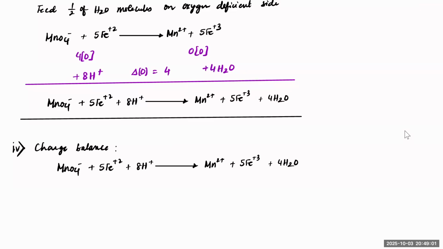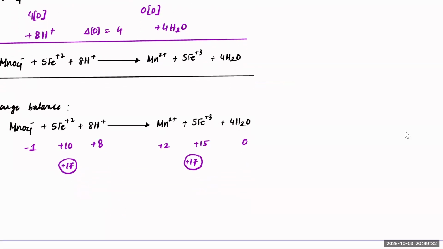See, on the left hand side, what are the charges I have? Here I have -1, here I have +10, and here I have +8. So that makes a total of +17 charge. Here we have +2, here we have +15, and here we have 0. Again, it is coming +17. So that means the total charge has been balanced. If the charge has been balanced, that means the reaction that you have made is a balanced redox reaction.